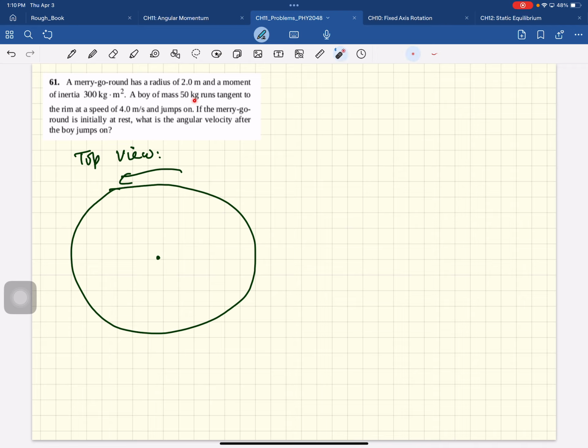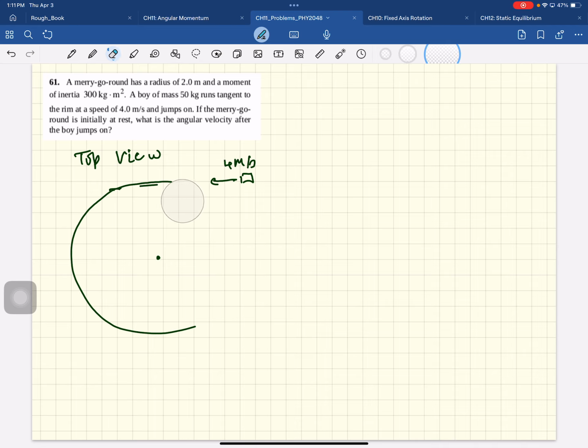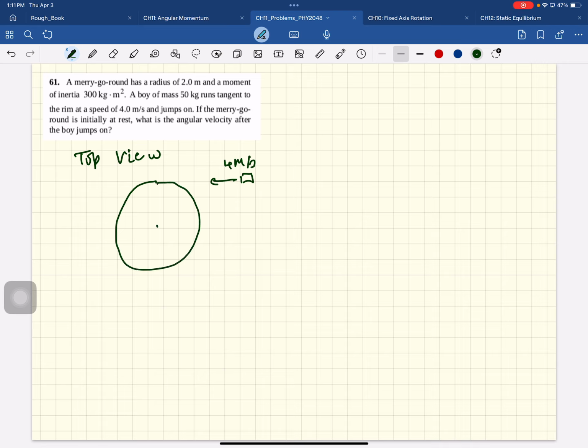A boy of mass 50 kg runs tangent to the rim at a speed of 4 meters per second and jumps on. Actually, this is at rest, and a boy is going at 4 meters per second and jumps on. What will happen to the merry-go-round? The merry-go-round was at rest.